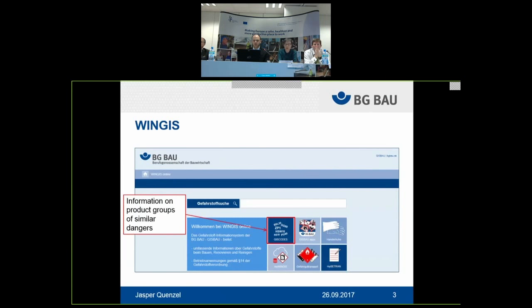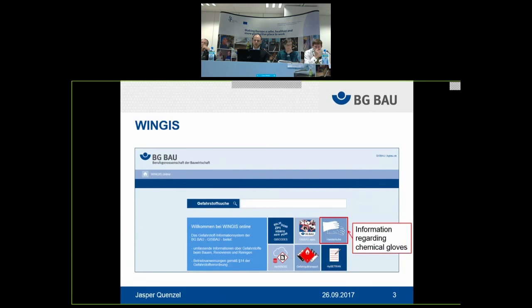Then we have the GIS codes. It's kind of difficult to explain. These are groups of products of similar hazards, similar composition and similar application. So if you paint with paint A and then with another paint B, the hazards will be very similar, nearly the same, so you have to take the same measures to work safely. Then we have the mobile version of the GISBau, of the search for hazardous substances.